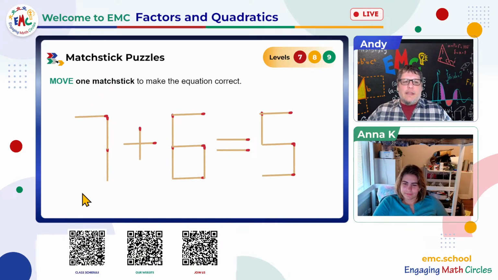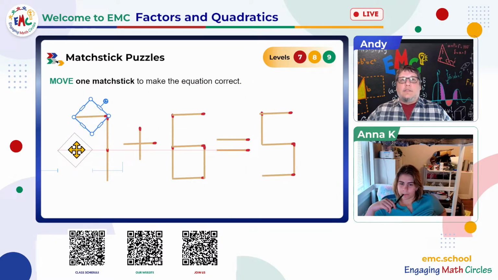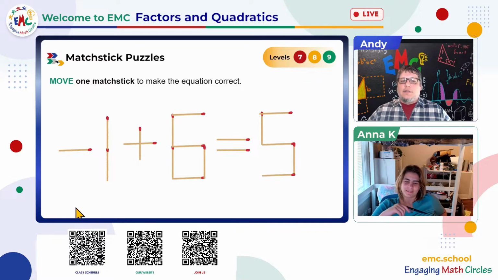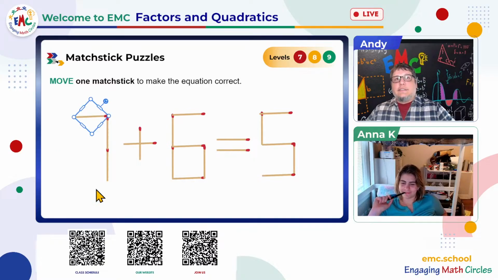The one I'm thinking of uses negative numbers. Do you want to see it? Yeah. I can split this 7 into a negative 1. Negative 1 plus 6 is 5.